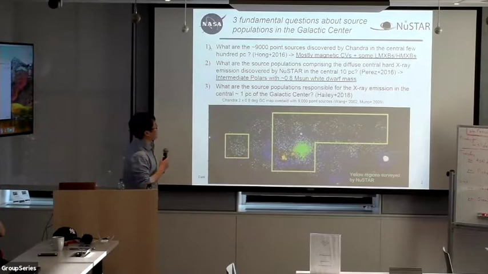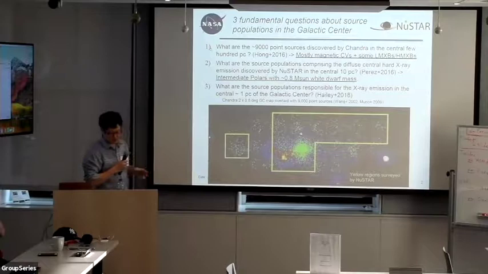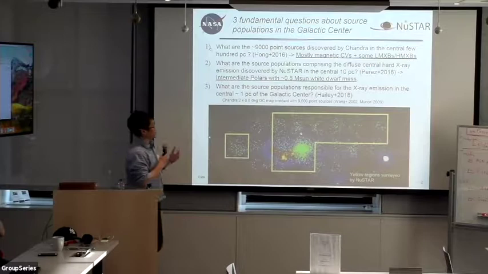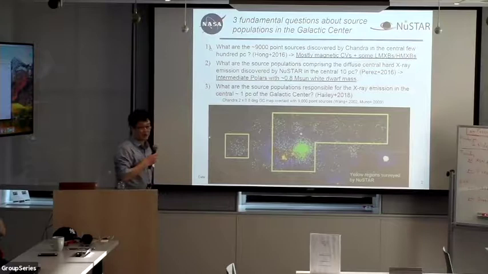And the second question is, NuSTAR discovered hard X-ray emitting diffuse emission near the center. It's about 4 by 8 parsecs. That was a discovery above 20 keV, which previous hard X-ray telescopes couldn't reach. And then later on, we figured out that the diffuse emission is an unresolved population of magnetic CVs. Particularly, it's intermediate polars with a 0.8 solar mass white dwarf mass on average.